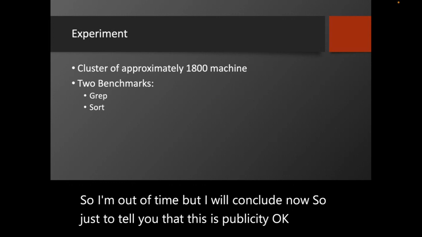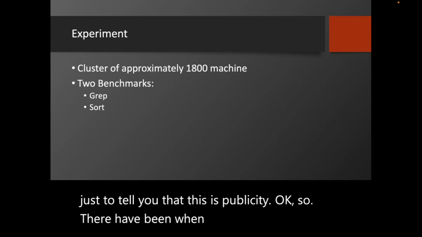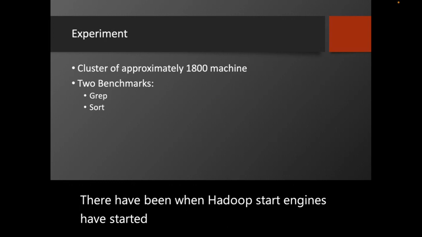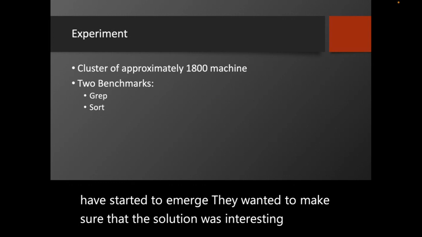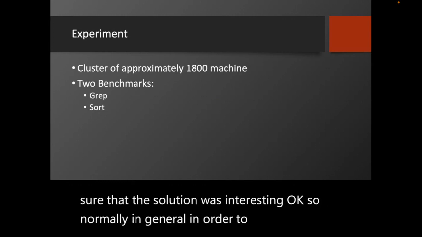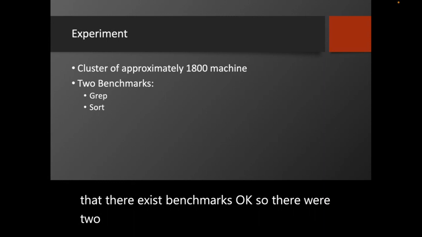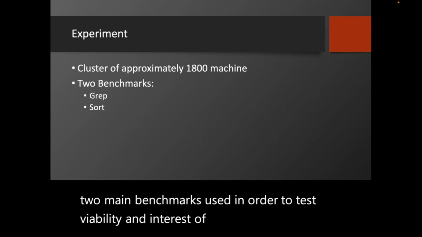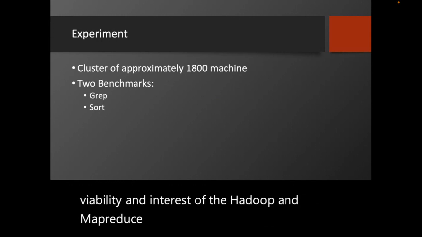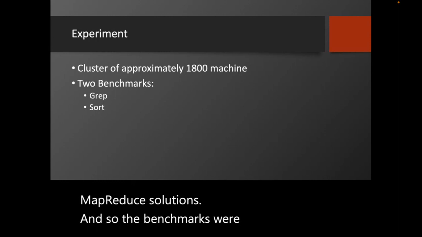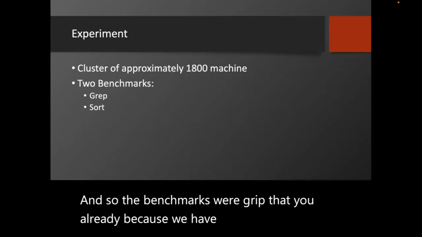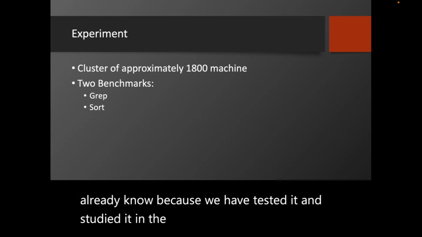So when Hadoop engines started to emerge, they wanted to make sure that the solution was interesting. Normally, in order to test algorithms, you know that there exist benchmarks. So there were two benchmarks used in order to test the viability and interest of the Hadoop and MapReduce solutions. The benchmarks were grep, that you already know because we have tested it and studied it in the lab, and then sort.